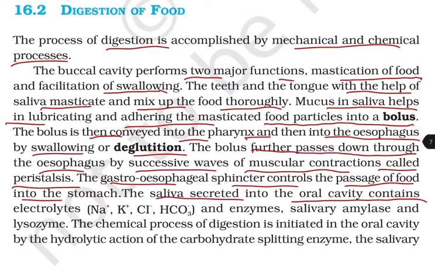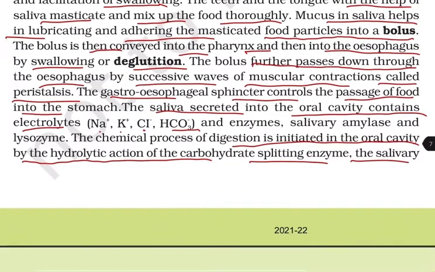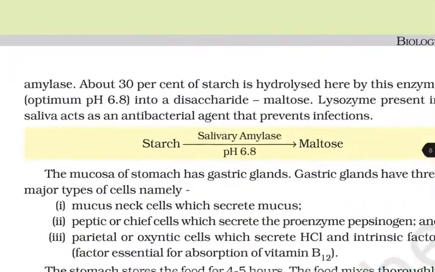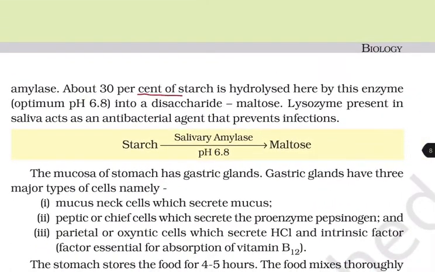The saliva secreted into the oral cavity contains electrolytes, that is sodium, potassium, chlorine, and bicarbonate, and the enzymes salivary amylase and lysozyme. The chemical process of digestion is initiated in the oral cavity by the hydrolytic action of the carbohydrate splitting enzyme, that is the salivary amylase. About 30% of starch is hydrolyzed by this enzyme, optimum pH 6.8, into a disaccharide maltose.